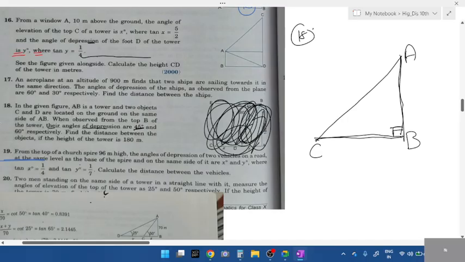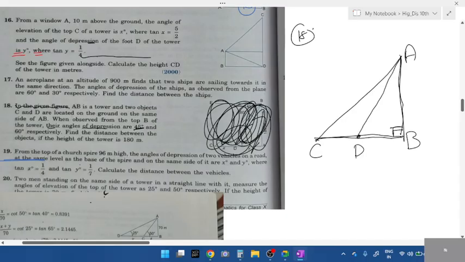In the 18th question, they have mentioned in the given figure. So sometimes they'll give a diagram. If a diagram is not given, if they just mention AB is a tower and two objects C and D are located on the ground. So C and D are two objects. AB is a tower, C and D located on the ground on the same side of AB. So let me take C and D.